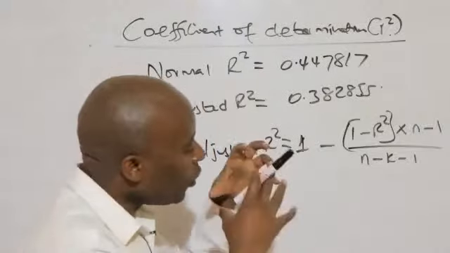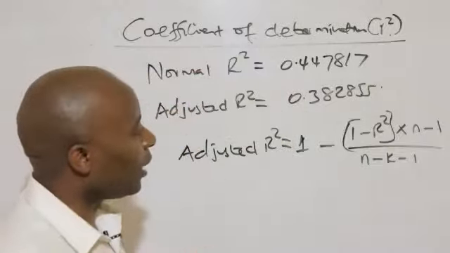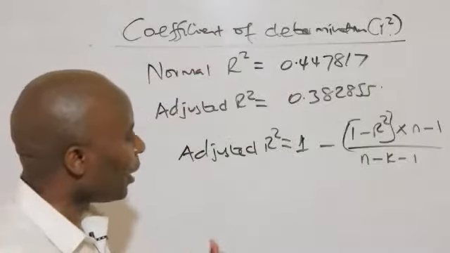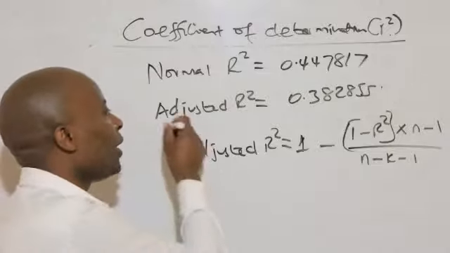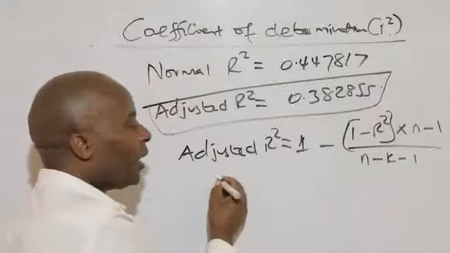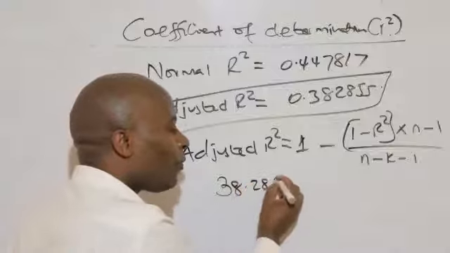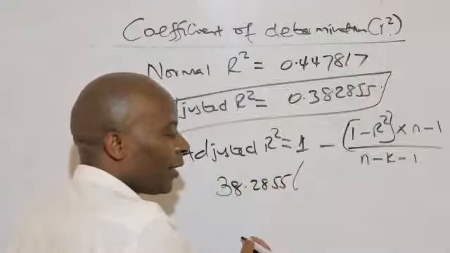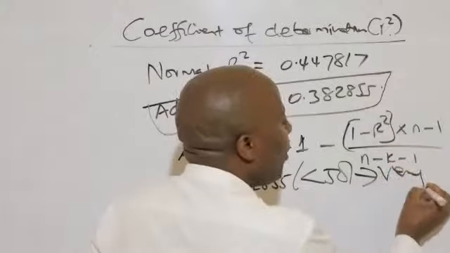So when it comes to appraising a model, we don't use this normal R squared. We always make use of the adjusted R squared; it is the effective one. And this adjusted R squared translates to 38.2855%, which is less than 50%, meaning that this is a very poor model.